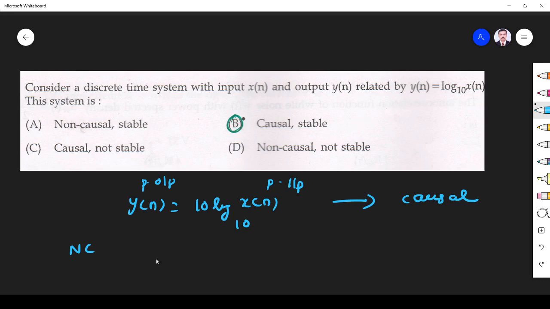For stability, we have to see that bounded input must produce bounded output. Bounded input means finite input. If I apply a finite input for x, surely y will be finite because log of a finite value is finite only. So bounded input produces bounded output. Surely it is a stable system. So the answer is option B.